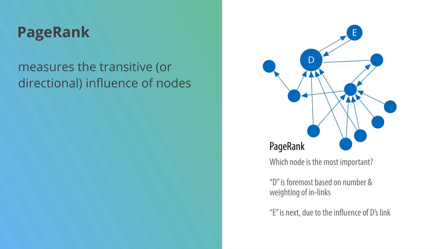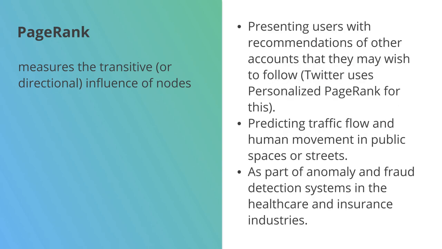The last one that we're going to look at is called PageRank, and this one is slightly different to the others. This time we're trying to find the transitive influence. We don't just want to know our influence on our own, we want to know are we connected to other important nodes. This one originates from the Google search engine, and it can be used for recommendations. Twitter have a variant of this called personalized PageRank for one of their recommendation systems, and it is often used in anomaly and fraud detection systems.